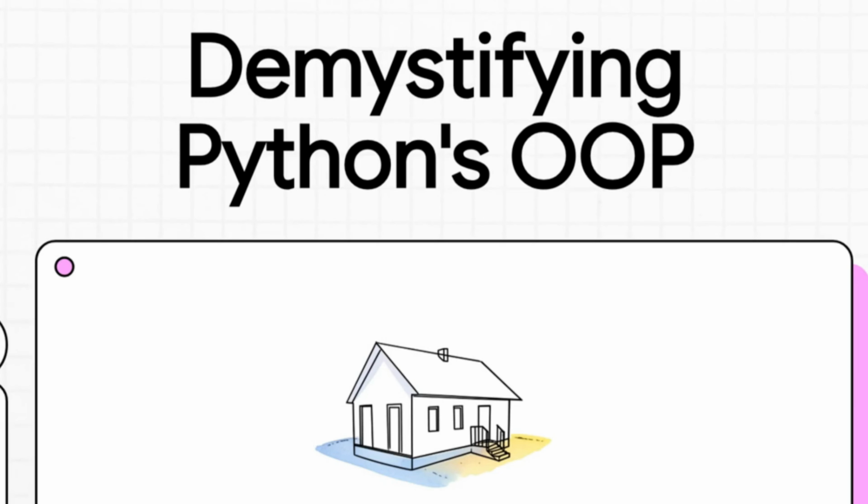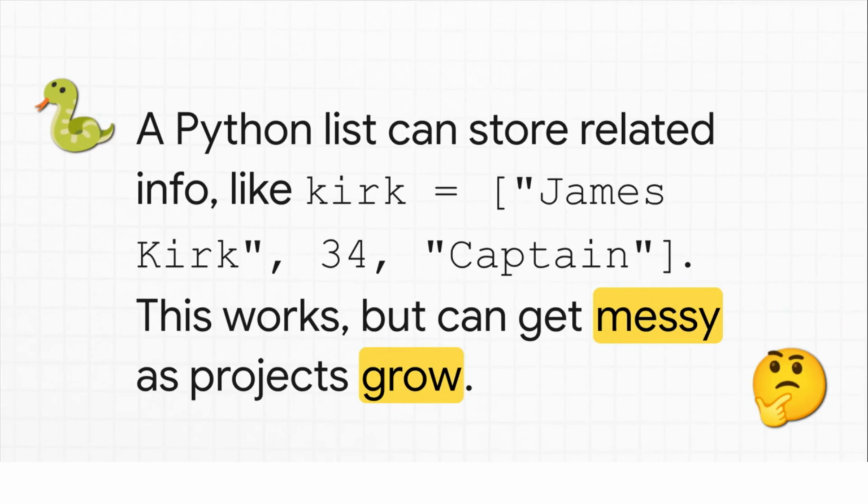Ever had that moment where your Python code starts to feel, well, messy, tangled? As it gets bigger, it gets harder to manage? Well, there's a good chance you're missing out on one of Python's biggest superpowers, object-oriented programming, or OOP. We're going to break it all down and show you how to write cleaner, smarter code that actually makes sense. Let's dive in.